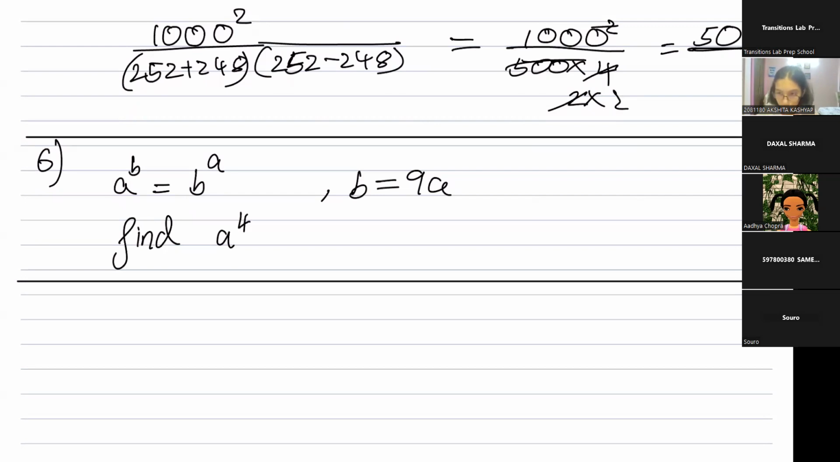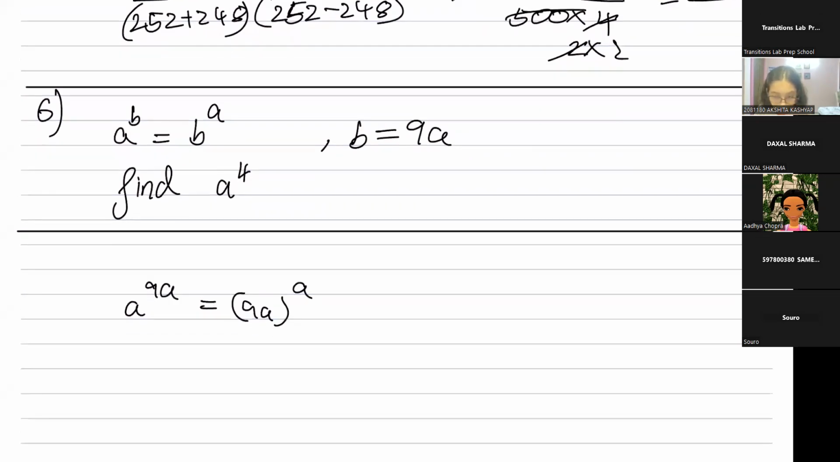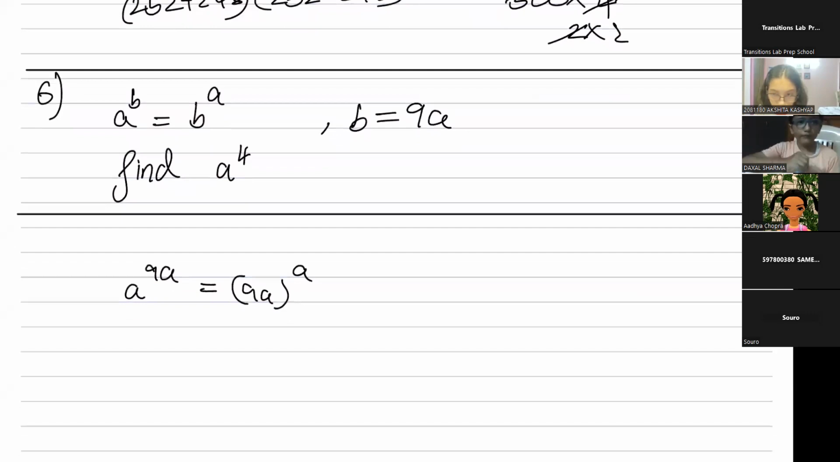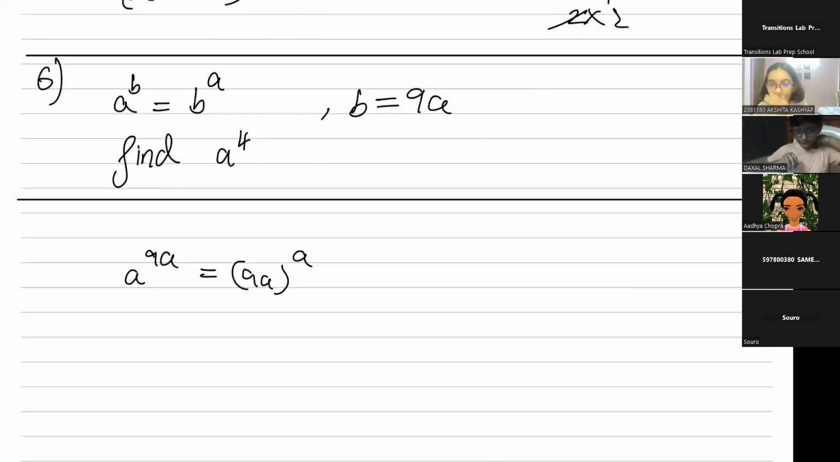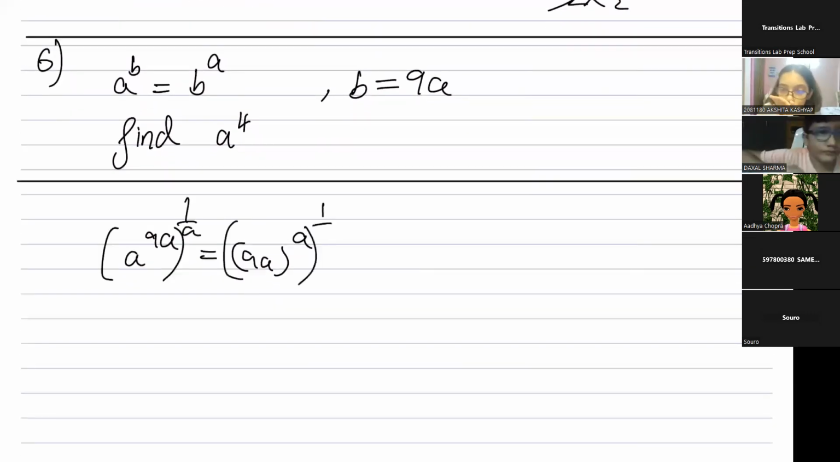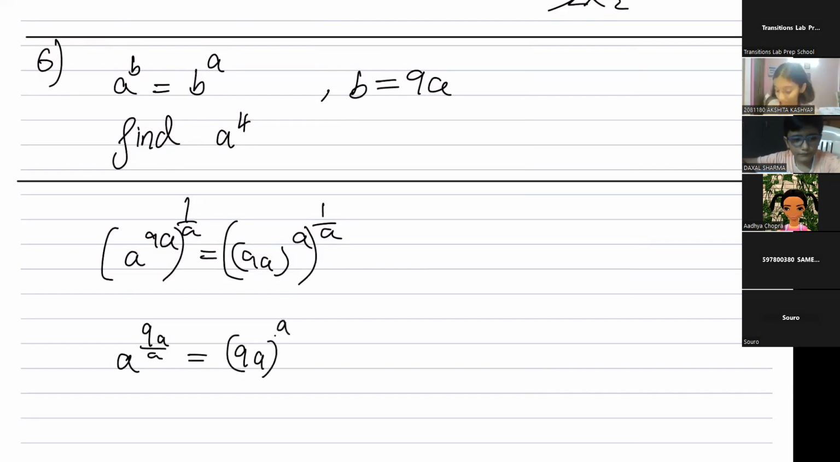Okay, so you substitute b over here. What you get: a to the power 9a is equal to 9a to the power a. Can everyone agree? Because the law of indices allows us to do this, right? What we're left with is a to the power 9 upon a is equal to 9a to the power a upon a. These a's will cancel.